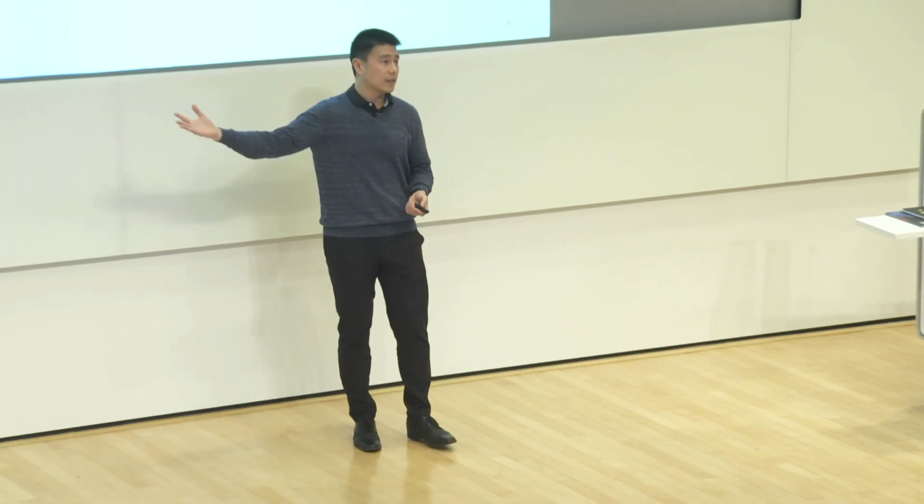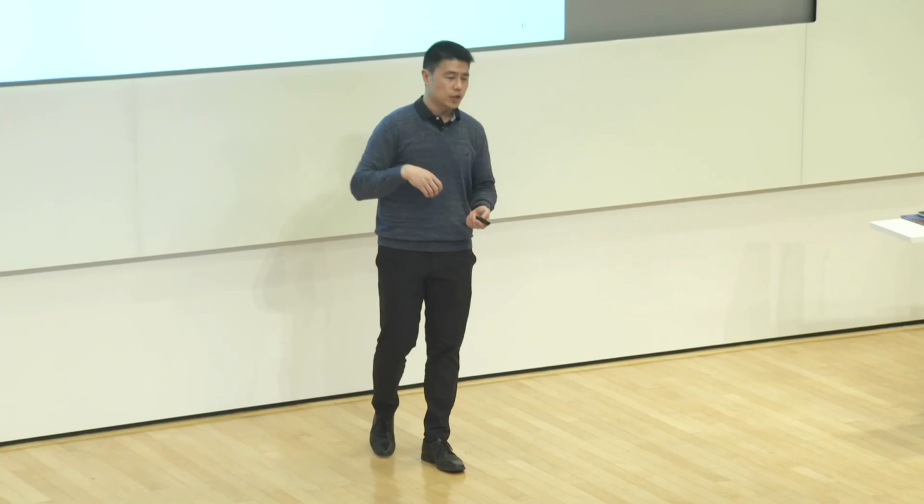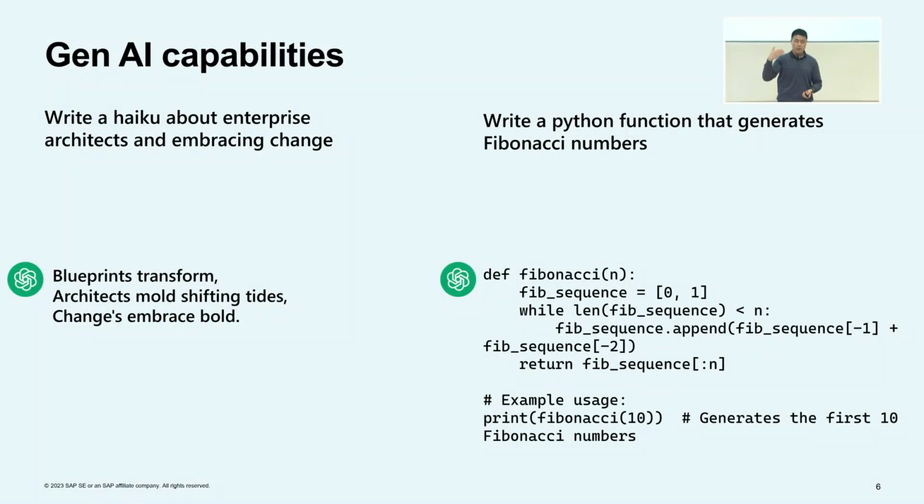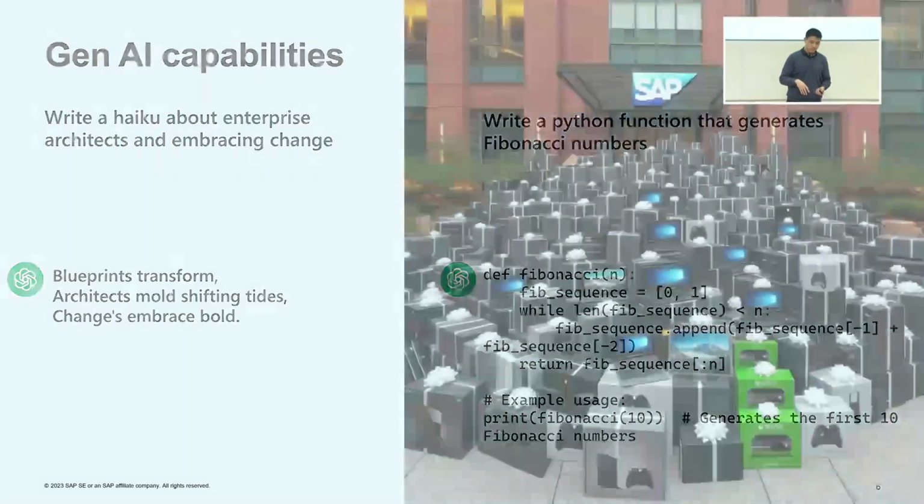Or you can even ask it to generate code. Write a Python function that generates Fibonacci numbers. And here's that Python function. It will actually give you the actual way that you can call the function, right? This is what it can do from a text and a code perspective.